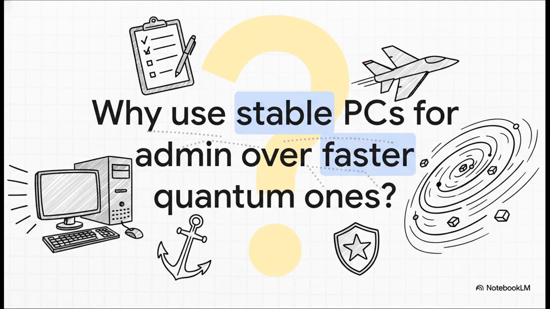And that brings us to a final question based on that exact trade-off. We know quantum computers are exponentially faster, but they're also extremely fragile. So why would an organization that needs absolute rock-solid reliability like the military still depend on slower, classical computers for critical day-to-day administrative work? What do you think?